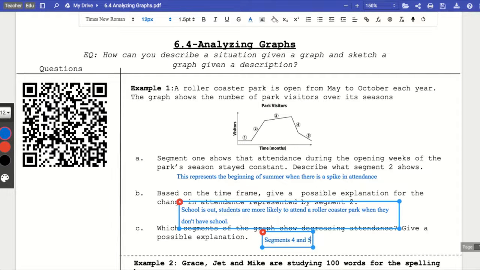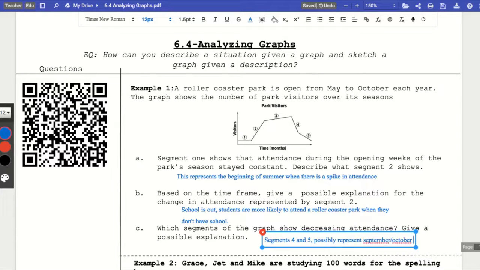And then again, thinking about that time frame, this is from May to October. So this is probably September, October, when students are returning to school. This is what I like about graphs: even though this is a simple graph, right? It's just going up and down. We can actually gain a lot of information as to the park's population based on reading it. That's kind of cool.